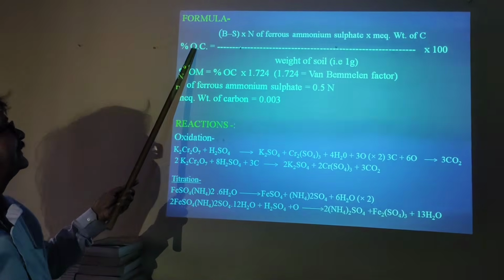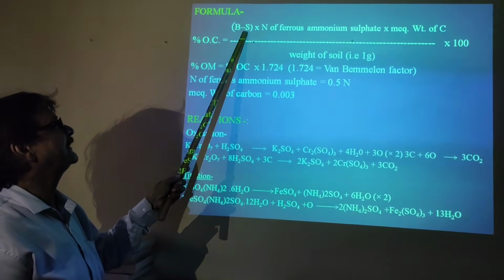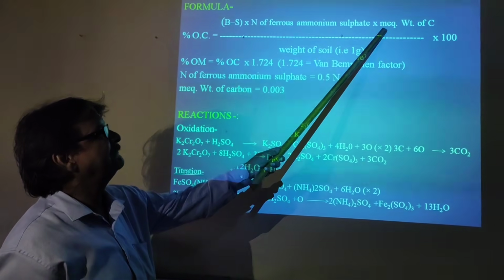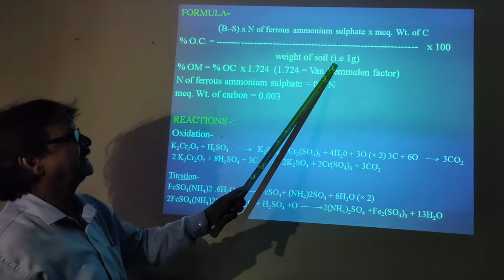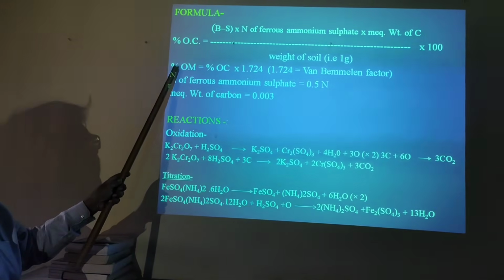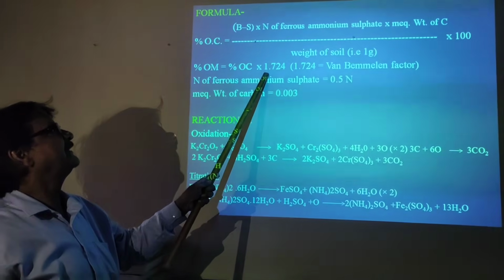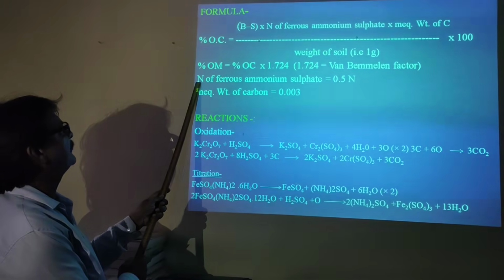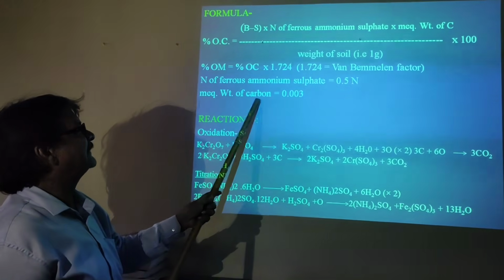First, we have to calculate percentage organic carbon. It is equal to, in bracket, blank minus sample reading multiplied by normality of ferrous ammonium sulfate multiplied by milliequivalent weight of carbon, divided by weight of soil, that is 1 gram, whole multiplied by 100. Second, we have to go for percentage organic matter. It is equal to percentage organic carbon multiplied by 1.724.